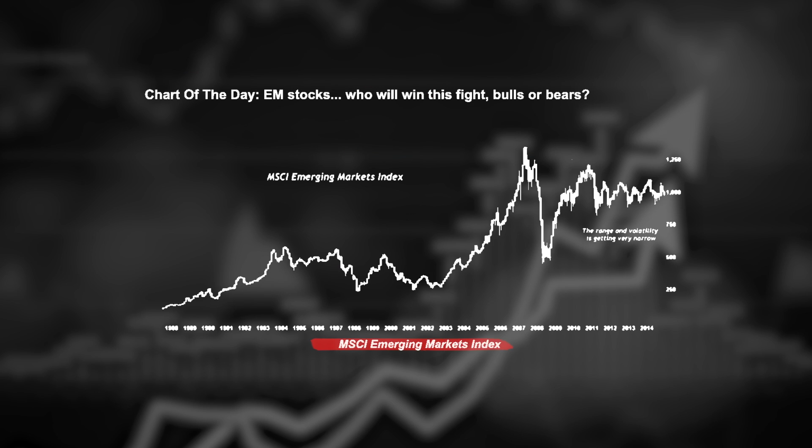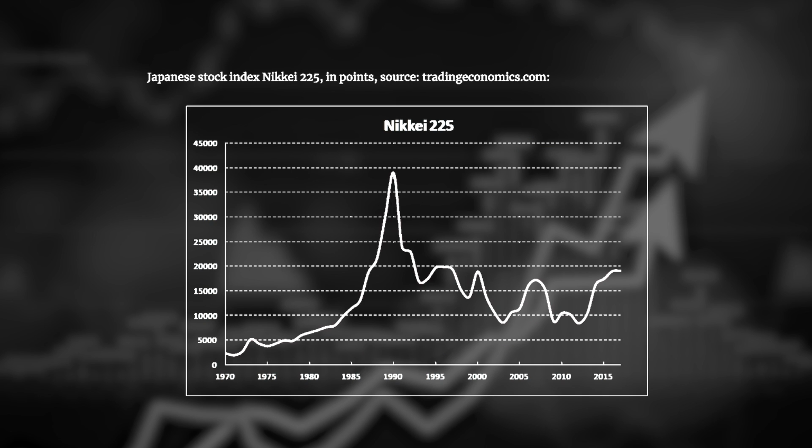Moving on to the emerging markets, they reached their peak in 2007, and they've never come close to recovering. And finally, looking at a chart of Japan, which is my favorite chart to illustrate this point, you can see that at the top of their bubble, they were at 40,000 on the Nikkei. And today, the Nikkei is around 20,000, a 50% loss.